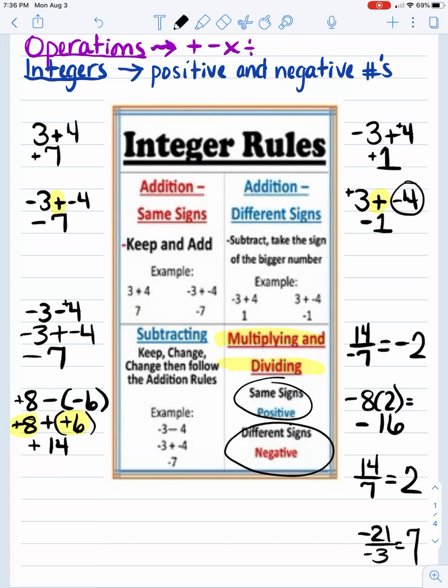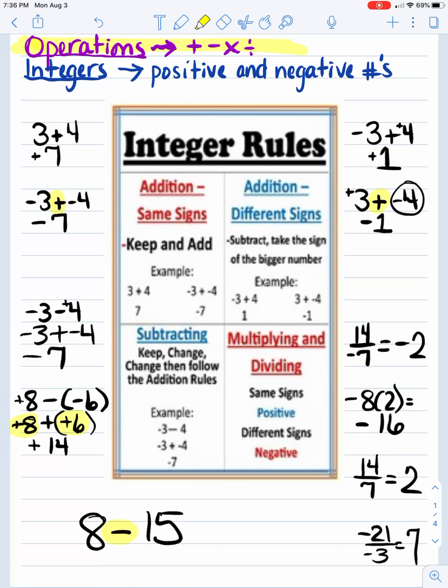So the way you use this chart long term is, let me erase that. You take a look at your problem. I'm just going to give you one for example. 8 minus 15. The first thing you want to do is decide what is your operation. Is it addition, subtraction, multiplication, or division? Remember, those are our four. So when I look at this, it's subtraction.